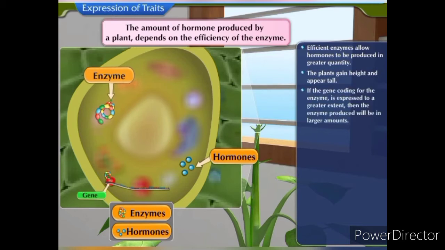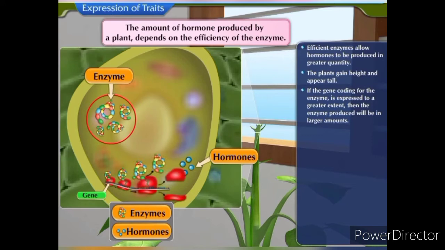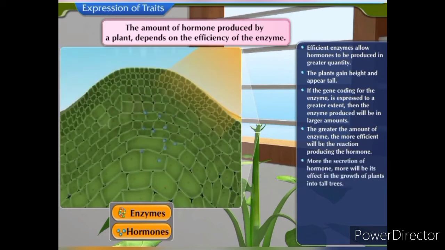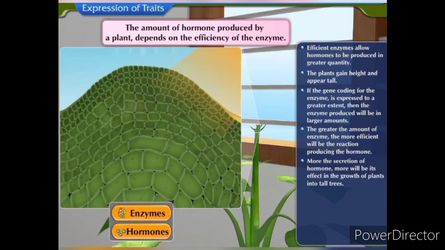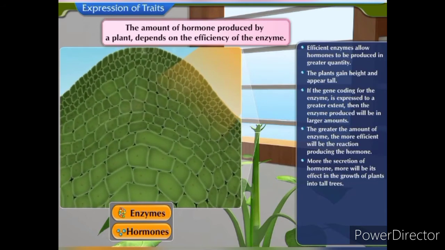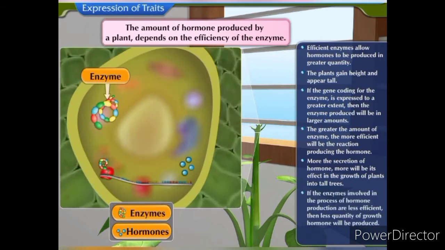Now, if the gene coding for the enzyme is expressed to a greater extent, then the enzyme produced will be in larger amounts. The greater the amount of enzyme, the more efficient will be the reaction producing the hormone. Eventually, the more the hormones, the more will be its effect in the growth of plants into tall trees. If the enzymes involved in the process of hormone production are less efficient, then less quantity of growth hormone will be produced. That is why the plants do not grow and appear stunted.